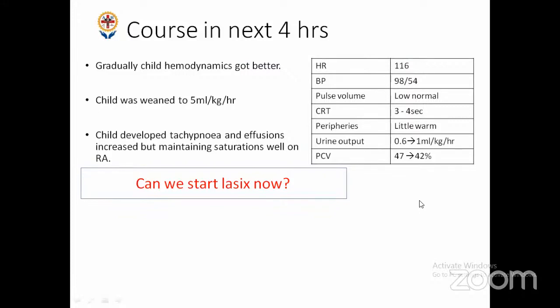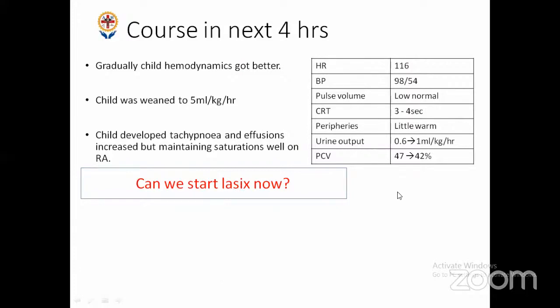Anyone want to try Lasix? Come on, it should be interactive. You have to move on. Say yes or no. You want to try or not? Don't want to try? Someone answered no. Why? No, sir. Why don't you want to try?